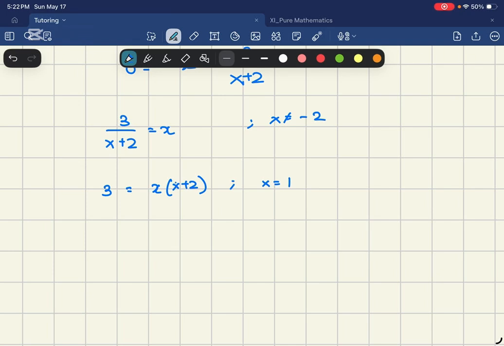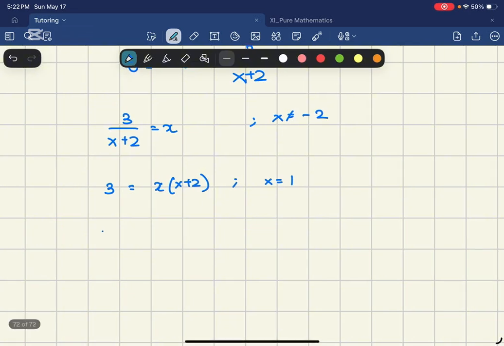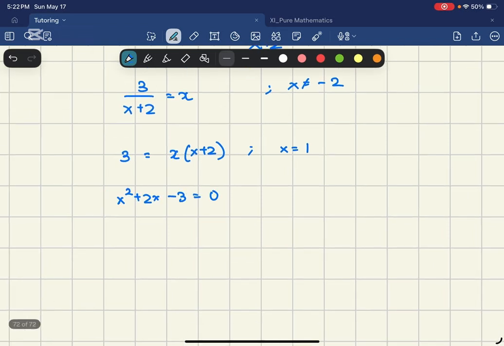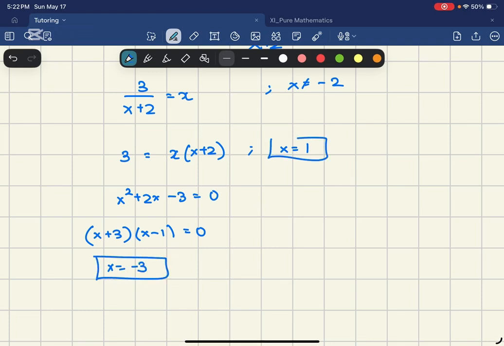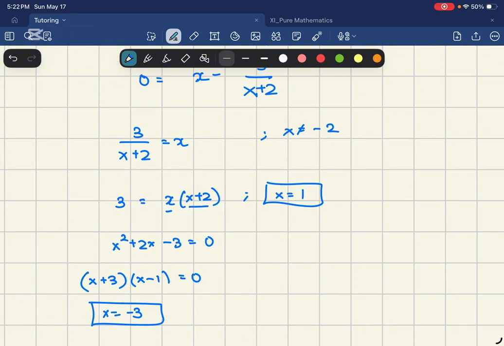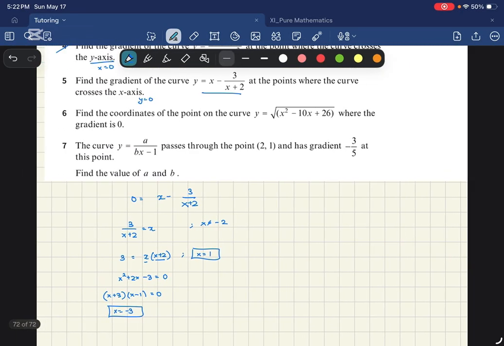Because if you have 1, 1 plus 2 is 3. 3 times 1 is going to give you your answer. And I don't think any negative solutions are possible, but let's just quickly check. So you have x squared plus 2x minus 3 is equal to 0. So x minus 1 and x plus 3 are going to be your solutions. So if you put minus 3 here, minus 3 times minus 1 will also give you 3. All right. So that is your 2 points. Now we want to find dy by dx, right?